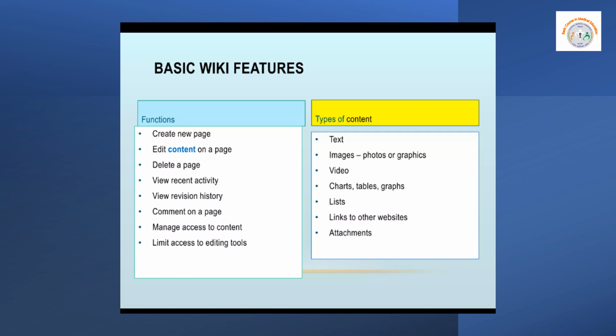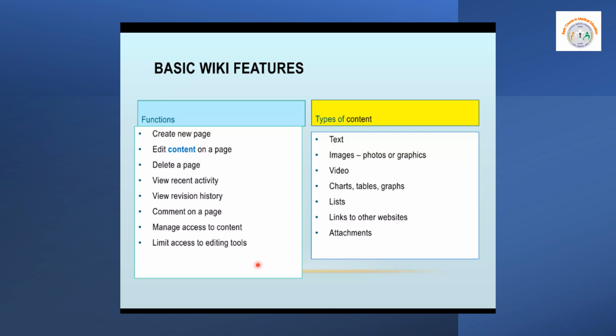What can we do in the wiki? We can create new pages, we can edit content on a page, delete a page, view recent activity, view revision history, comment on a page, manage access to content, and also limit access to editing tools. The types of content are so many things. It may be text, images, videos.